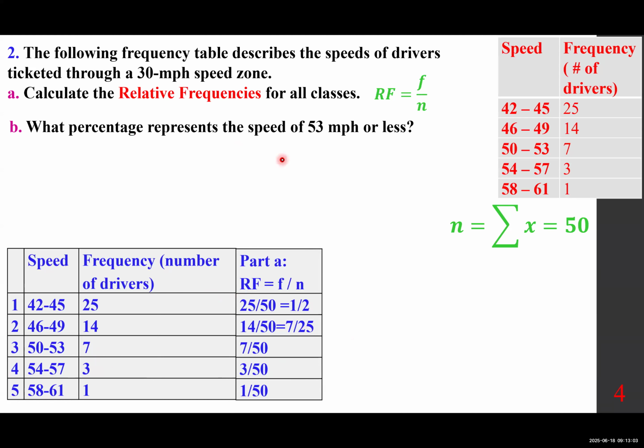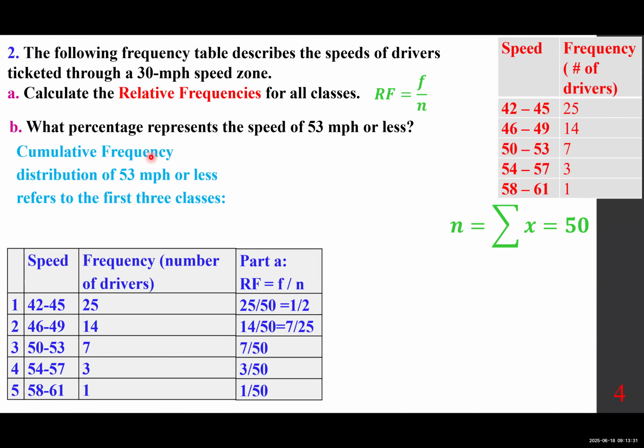What percentage represents the speed of 53 miles per hour or less? So find 53 miles per hour. So 53 miles per hour. This is the upper limit of the third class and everything less than that. So that covers those three numbers. Cumulative frequency distribution of 53 miles per hour or less refers to the first three classes, right? 53, the upper limit of the third class.